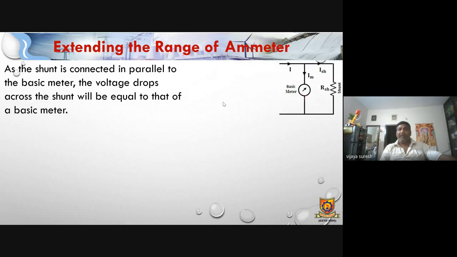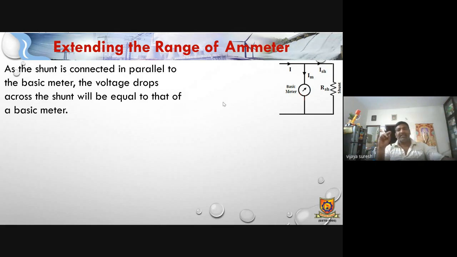As the shunt is connected in parallel to the basic meter, the voltage drop across the shunt will be equal to that of the basic meter. Here you can observe the meter and the shunt are both connected in parallel. So across these, how much voltage will be there? Equal voltage will be there, because in a parallel circuit, current is dividing and voltage is maintained constant.